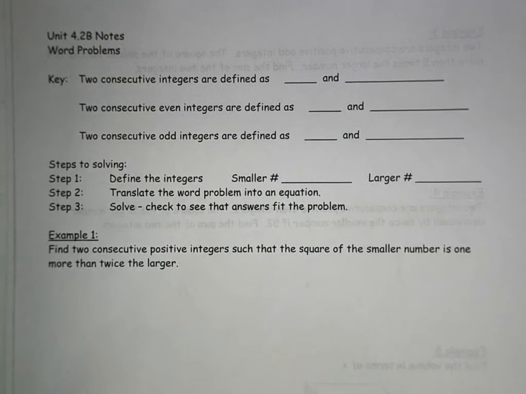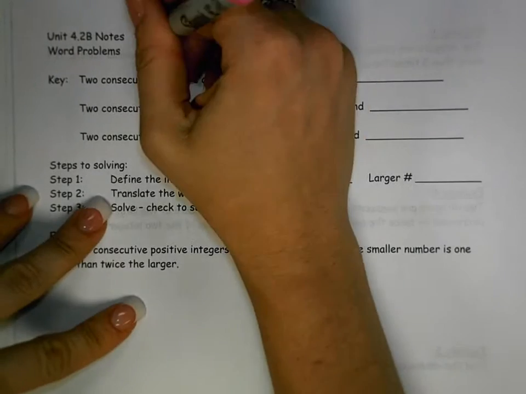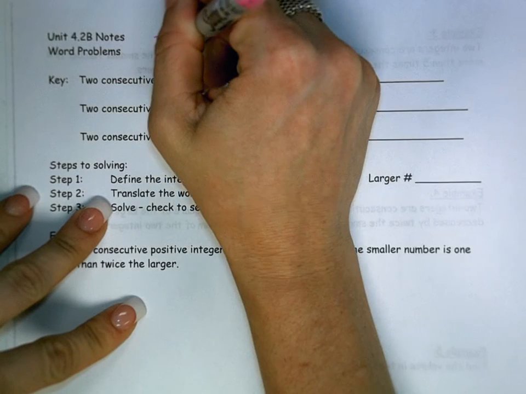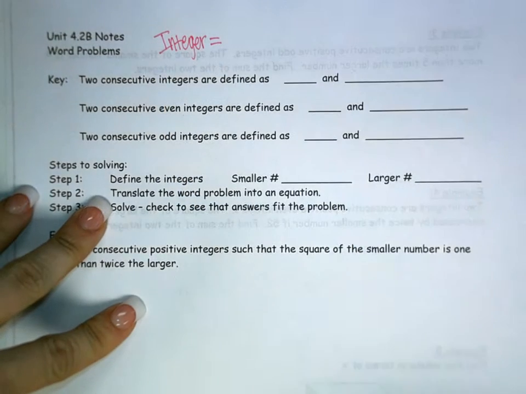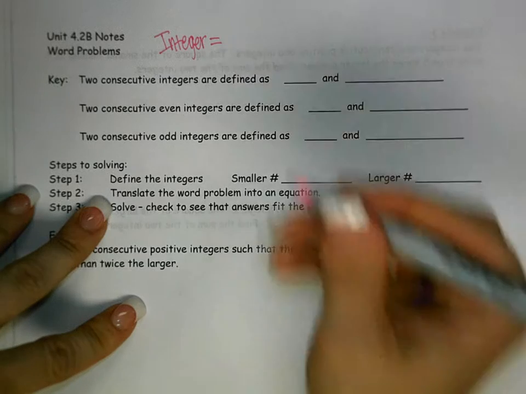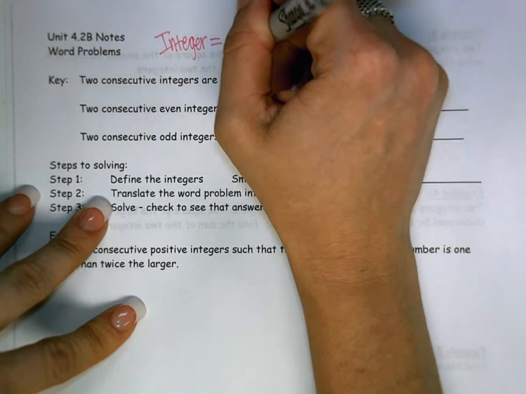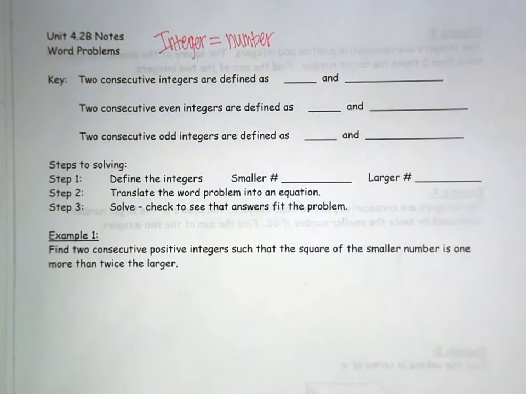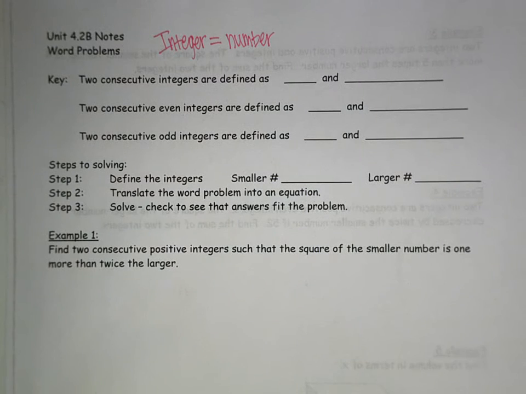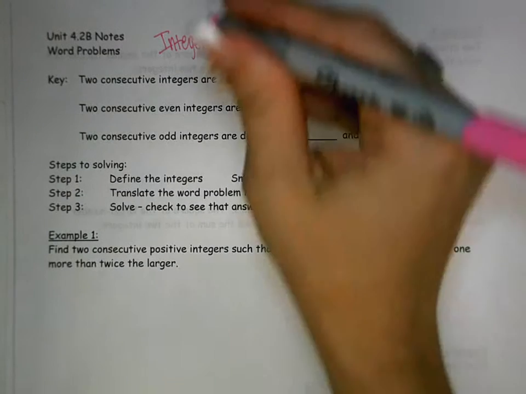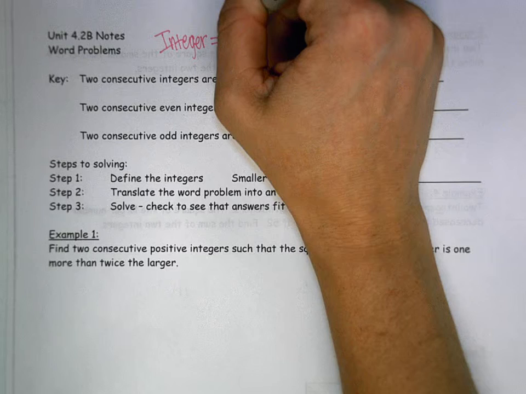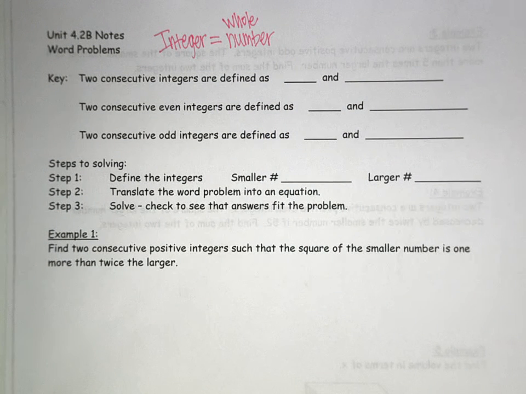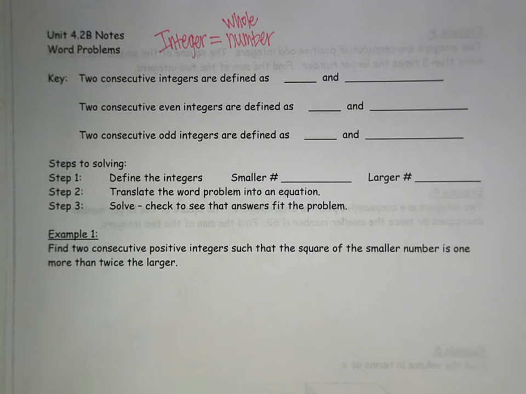The first thing we're going to do today is the 4.2b notes, and we are dealing with word problems. All of your word problems for this objective are going to deal with integers. Does anyone know what an integer is? It's just a number. Integers are actually whole numbers.